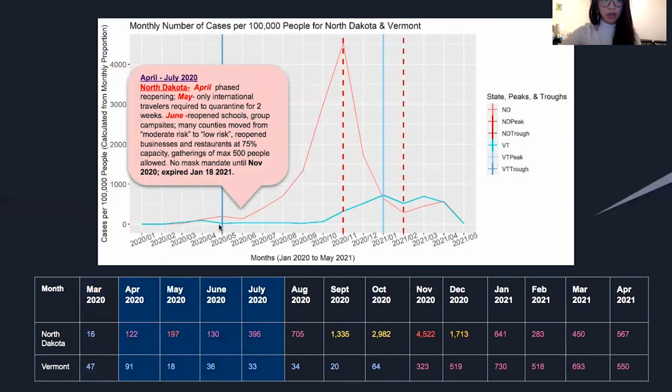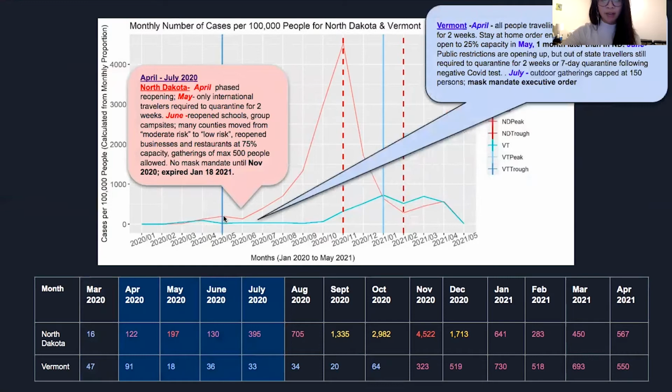Looking from April to July, we see that North Dakota actually began a phased reopening in April, which seemed pretty early because cases started rising very soon after that. In April, though, in Vermont, people were still required to quarantine after traveling. The stay-at-home order did end in Vermont eventually, where non-essential places opened at 25% capacity in May. When North Dakota began the phased reopening, they actually reopened businesses and restaurants to 75% capacity, which is far greater than in Vermont.